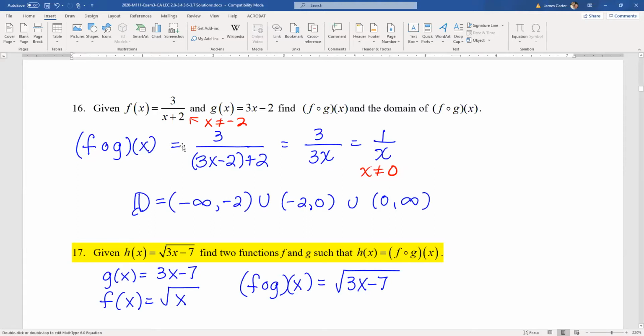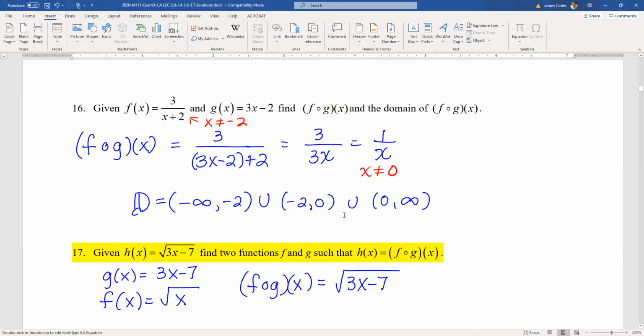Okay, so anyway, we're going to take the f equation and we're going to replace the x's with the g values here. So I replace this x in the denominator with 3x minus 2. And I start simplifying it. I get 3 over 3x, which I simplify to 1 over x. Now, in this case, I had the value of x equals -2 that I couldn't use. And because of this one, I also have the value x cannot be 0.